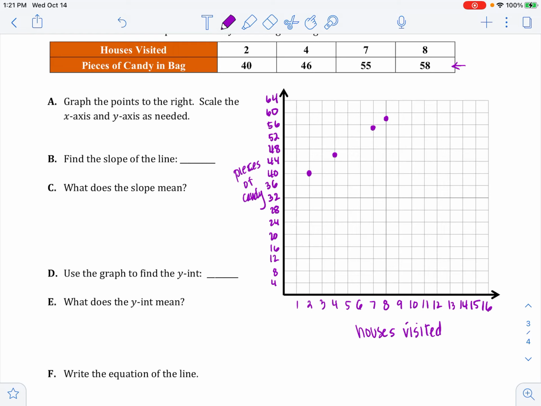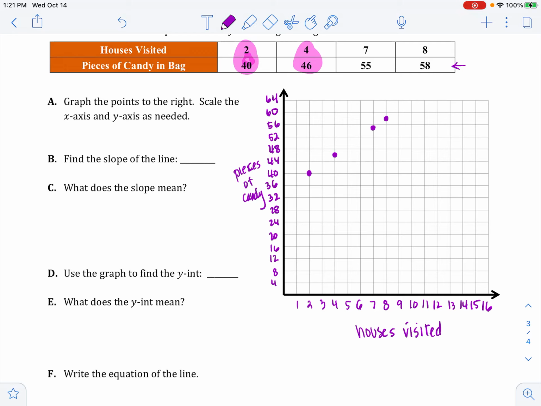But I don't have anything after 1.5 houses, because there's no such thing as 1.5 houses, or 2.5 houses, or 2 2/3, right? So I'm not connecting those. All right, it says find the slope of the line. So remember, you can pick any 2 points that you want. I'm going to pick this point and this point.